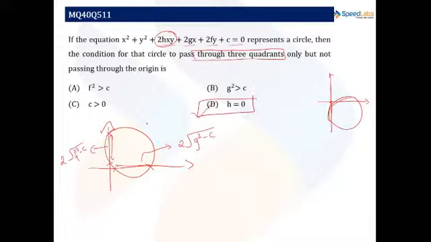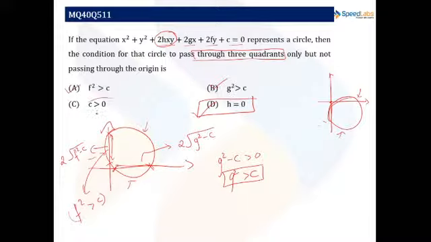Since it is covering the three quadrants, so it should be like this or like this. So in both the cases, we can see it must have some intercept on x-axis and some intercept on y-axis. That is, g square minus c should be some positive value. So g square should be greater than c. Similarly, f square should be greater than c. So we are having our options A, B and D.